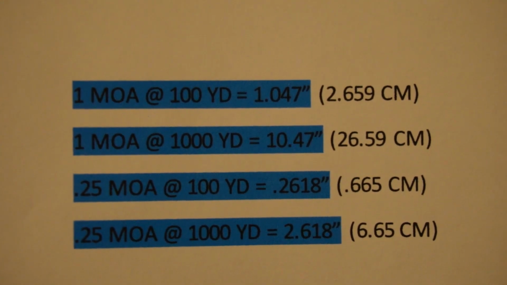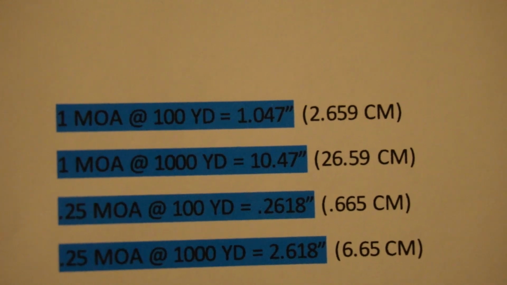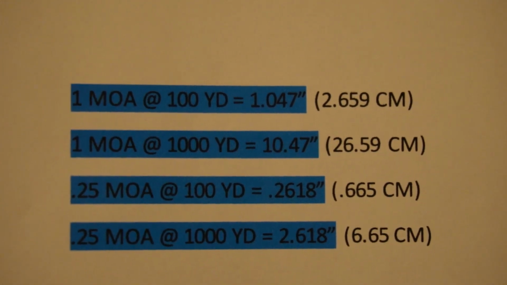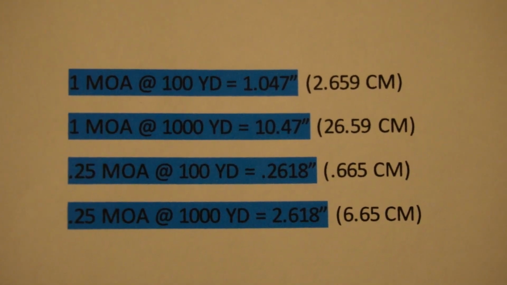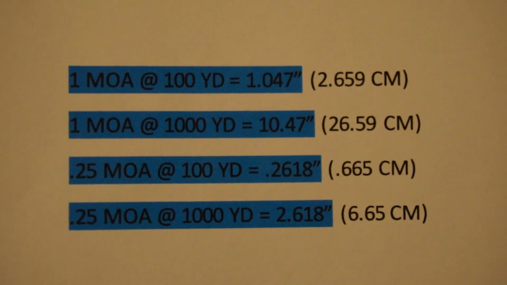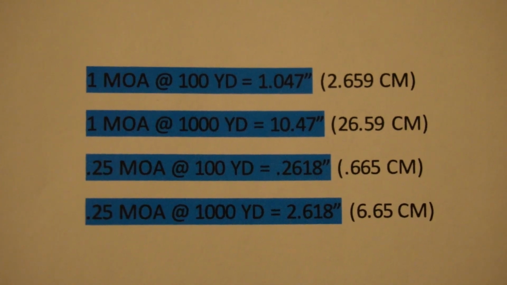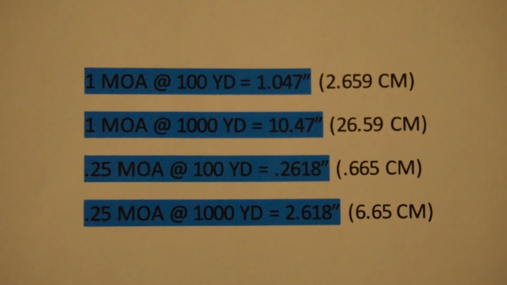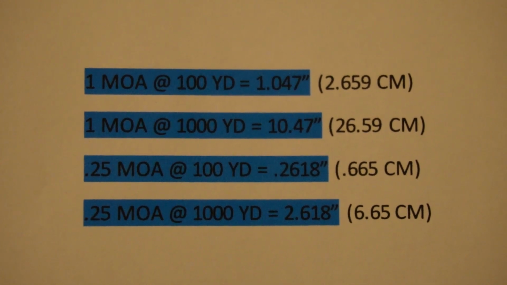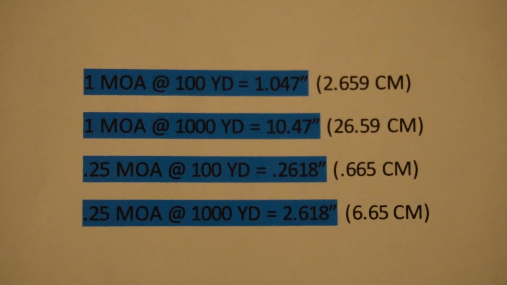And obviously out to the side there, you don't have a round number in centimeters either. So 1 minute of angle at 1,000 yards is 10.47 inches. When it comes to minute of angle scopes, they are typically adjusted by quarter minute values. A quarter minute at 100 yards is 0.2618 inches. So every click on your scope at 100 yards is going to move your bullet impact by 0.2618 inches, and at 1,000 yards it's going to be 2.618 inches.